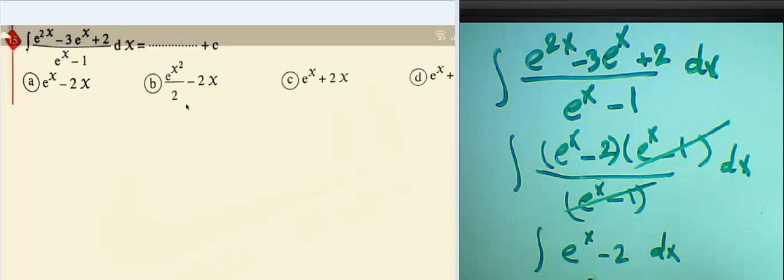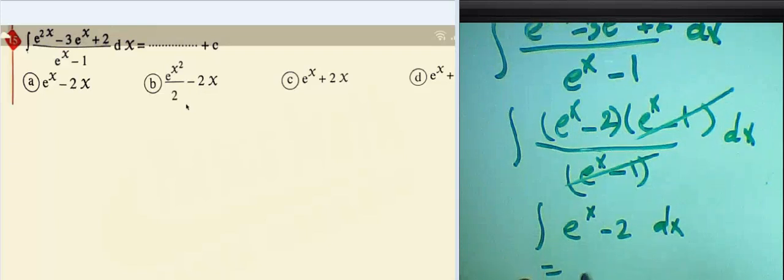e^x minus 2 dx. You can find the integration of this function. It will be e^x minus 2x plus a constant. Choose letter E.